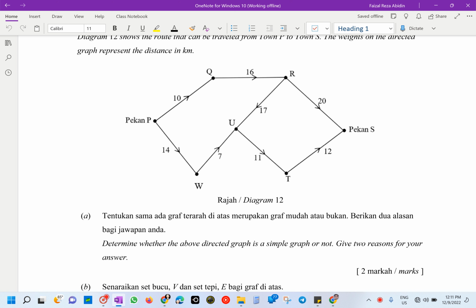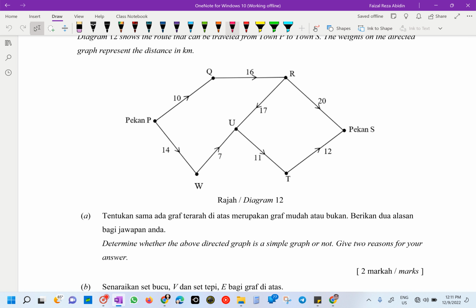Why? Okay, let me write down here. First of all, you are going to say yes. It's going to be 1 mark there. This is a simple graph. Why? Give 2 reasons. This one supposedly 3 marks lah. Yes, 1 mark. 2 reasons, 2 marks, isn't it?